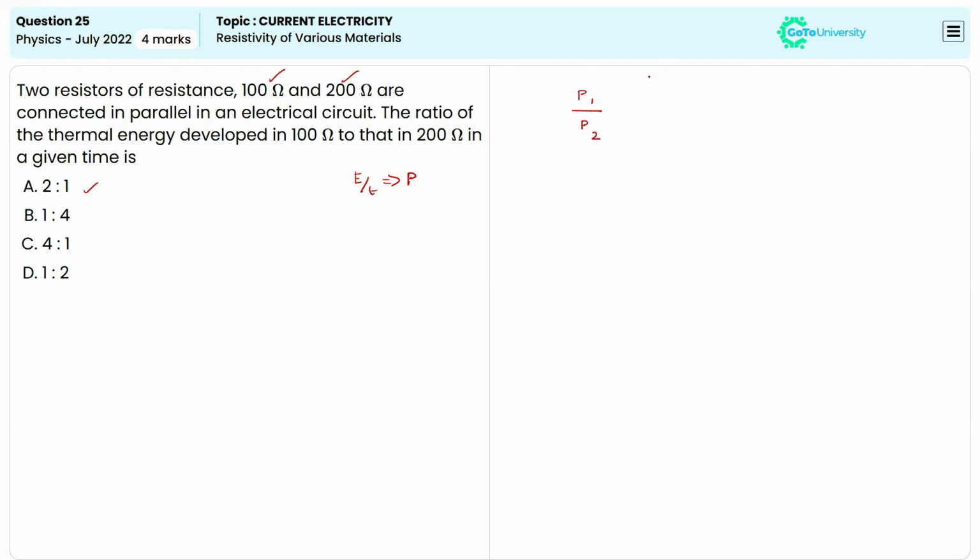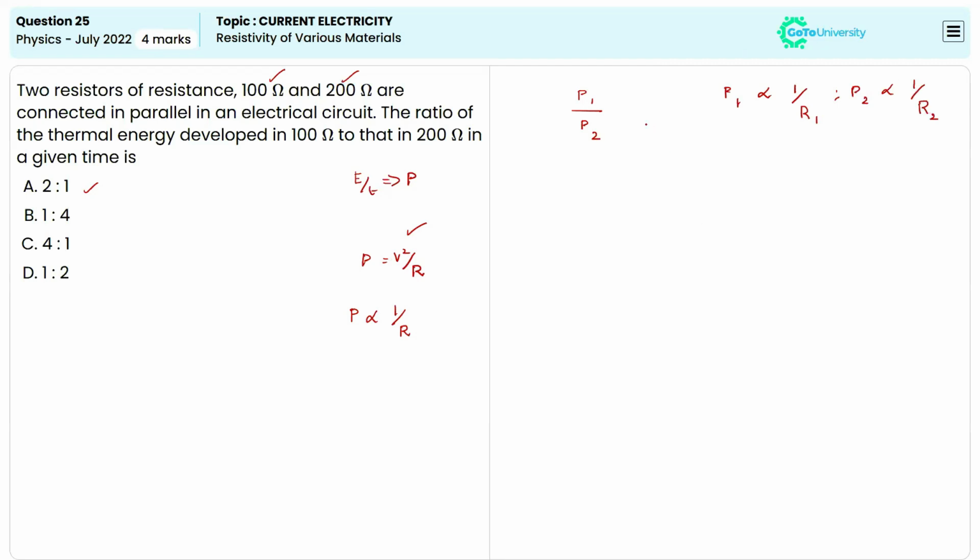So here we can write the value of power is equal to V squared divided by R. Here it is connected in a parallel connection, right? So there will be no change in the value of voltage. So we can say the power will be directly proportional to 1 over R. So from that we can write P1 will be directly proportional to 1 divided by R1 and P2 will be proportional to 1 divided by R2, right?